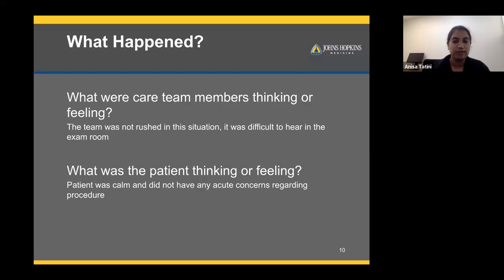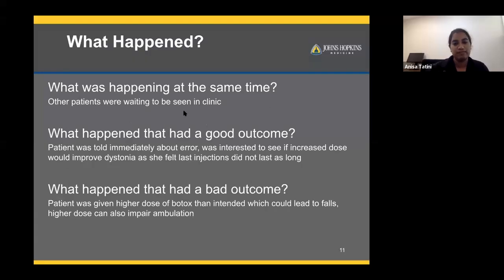So what was the patient thinking or feeling? The patient was calm throughout the entire procedure. She'd had this procedure done many times before, and she didn't have any concerns. And what was happening at the same time? There were other people waiting to be seen in clinic, but we weren't rushed in this situation.